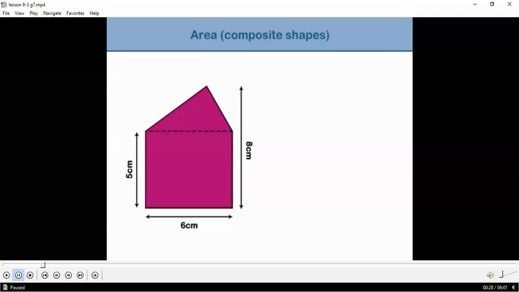The second figure is a triangle. Very good. So the second figure is a triangle. What are the dimensions of the triangle? The length of the base of the triangle equals what? It's 6 centimeters.